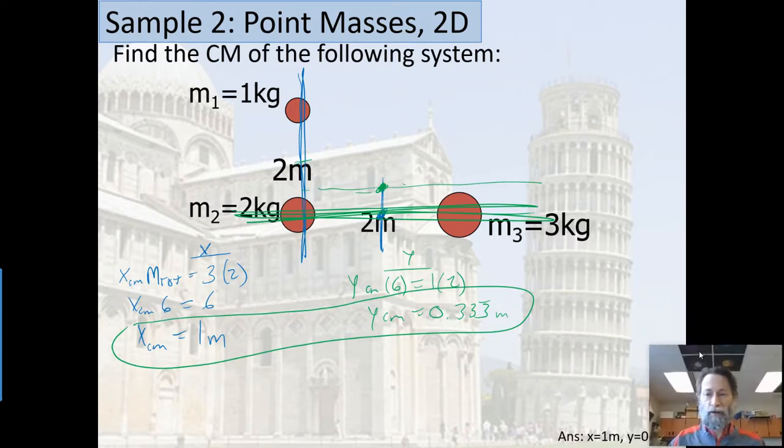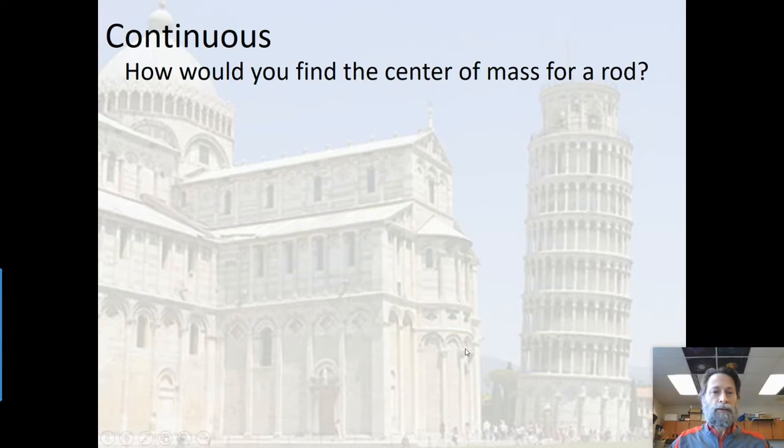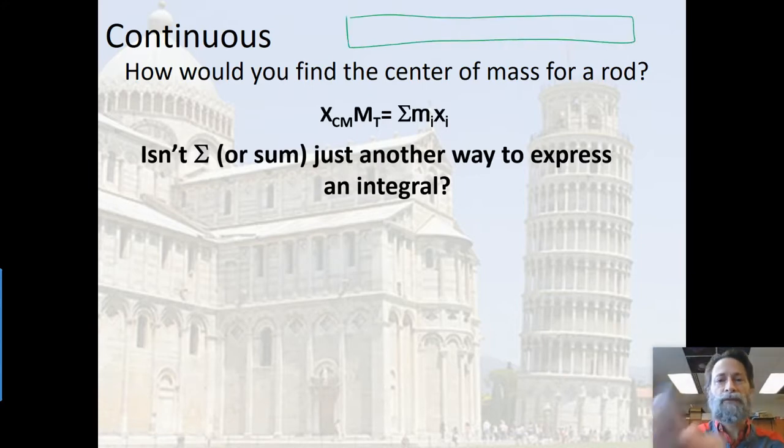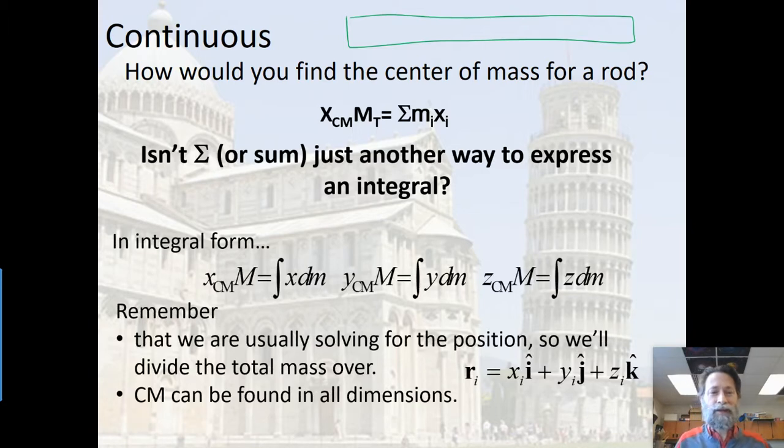Okay, moving on. So how would you find the center of mass for a rod? The last ones that we did were point masses. Whenever we want to look at a rod, our rod is not going to be a single point mass. So we have to say, hey, there's got to be some other way to look at it. Well, if the center of mass is equal to the sum of all of the individual masses, isn't the sum just another way to express an integral? So this is going to end up being in integral form.